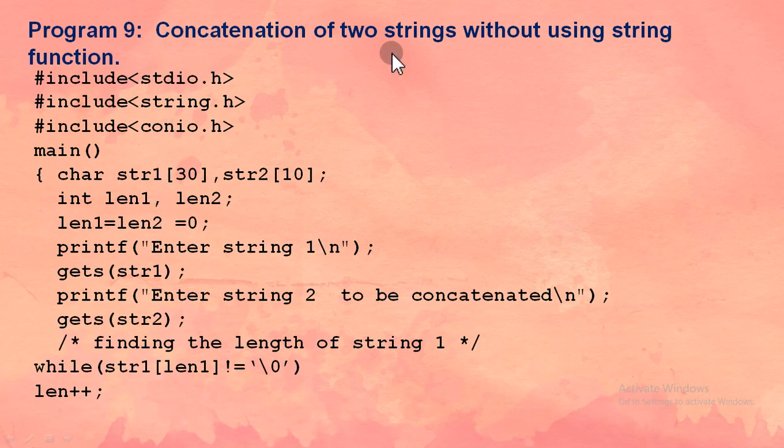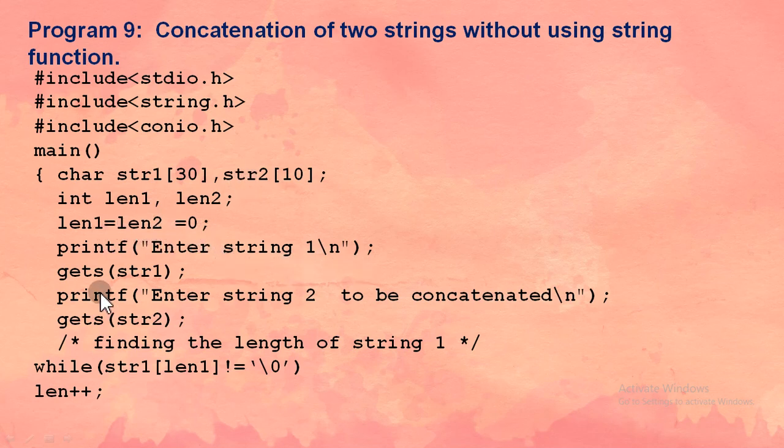Now string 1 becomes fun with computers. Concatenation of two strings without using string function. So this is a challenging program. Anyway, we will just go through that. String 1 is 30, string 2 is 10. Anyway, this can accommodate whatever we are going to give for string 2. So length 1 for this, length 2 for this, so len 1 and len 2 are equal to 0.